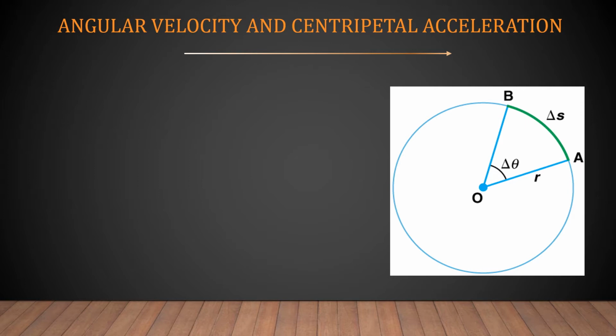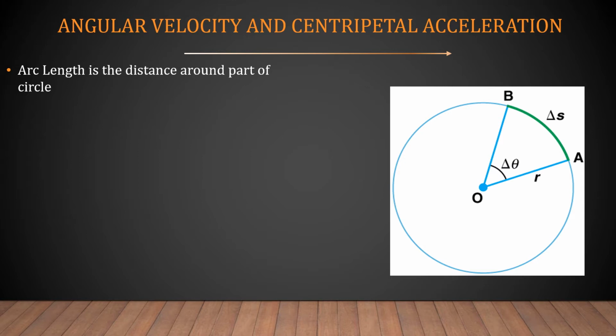Consider a circle having radius r, and points A and B on this circle. When some object is displaced from point A to point B, this displacement is known as angular displacement, and this arc ds is, in other words, the displacement from A to B.